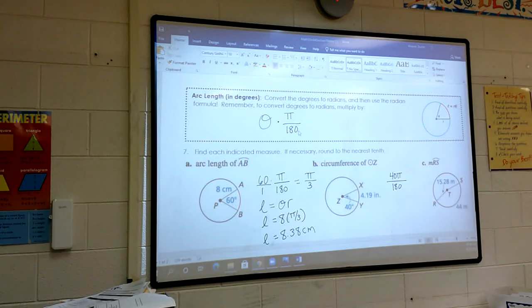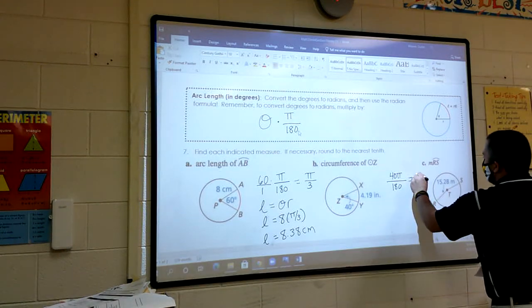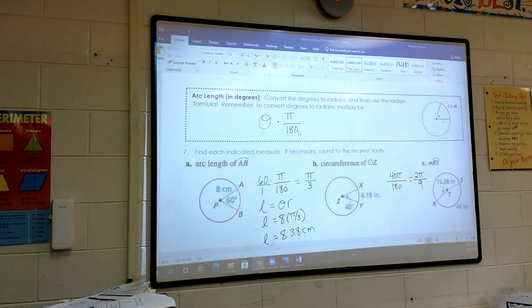So 40, but if I want to keep it in fraction form, I can just put 40 over 180 in my calculator and reduce that fraction. That's 2/9. So I know this is 2 pi over 9. That's what 40 degrees is.